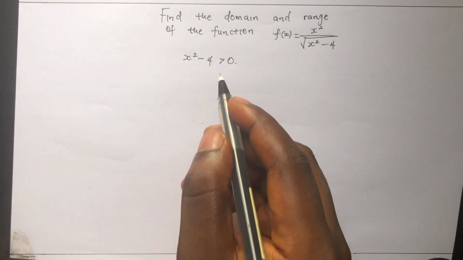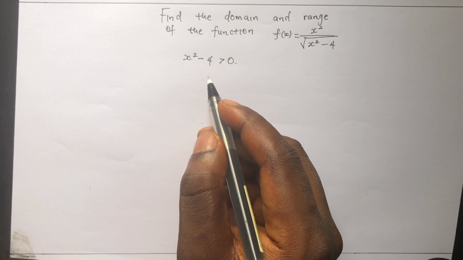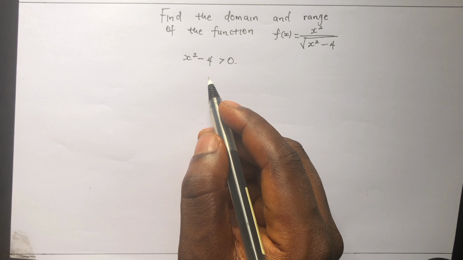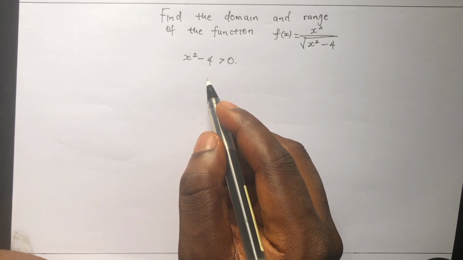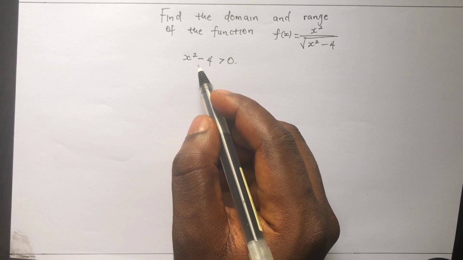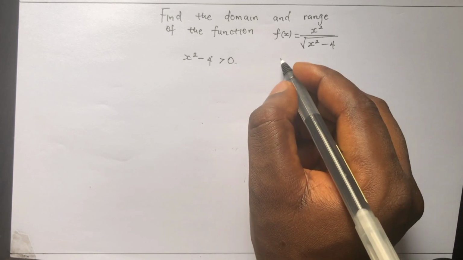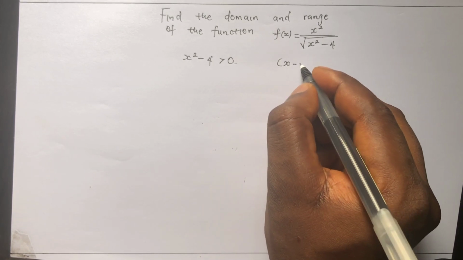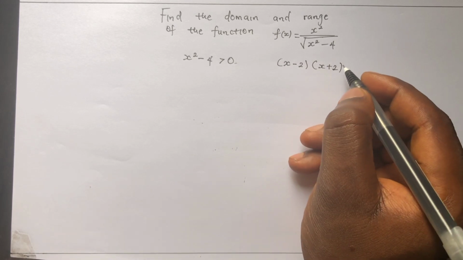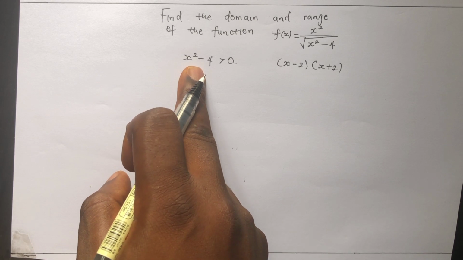Now, you also need to look out for the problem you have. If you have something that is factorizable, you also need to look out for that. In this particular question, we have x squared minus 4. We know that we can factorize this to give us x minus 2 and x plus 2, because if you multiply these two factors, you will still obtain what we have here.